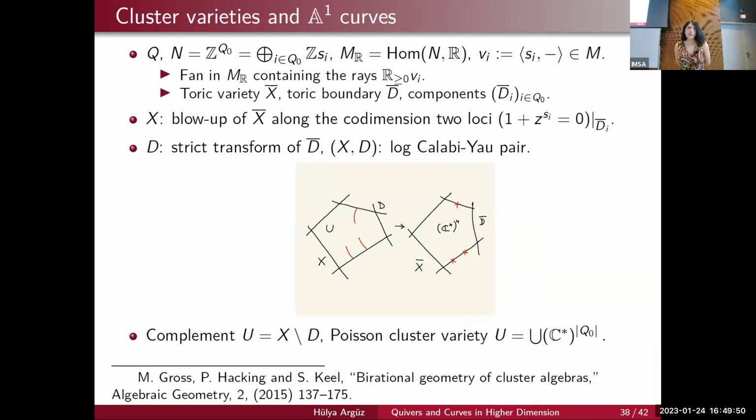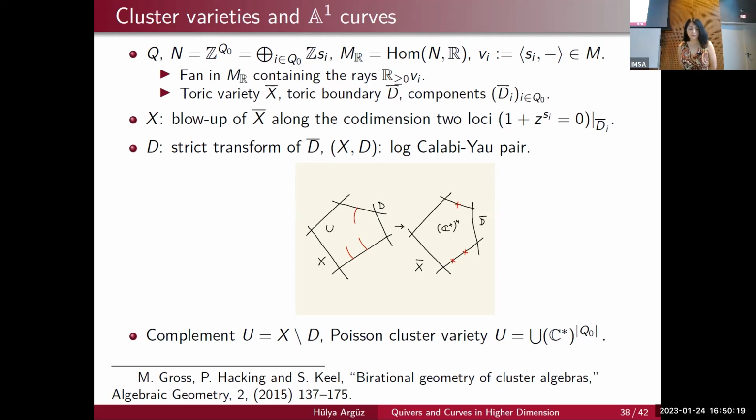Cluster varieties are like generalizations of toric varieties. They contain C star to the N, the algebraic tori. They contain copies of them, and you obtain cluster varieties by gluing together copies of algebraic tori. To construct cluster varieties, you can describe them combinatorially in terms of mutations of your quiver, using cluster transformations, telling you how to glue algebraic tori.